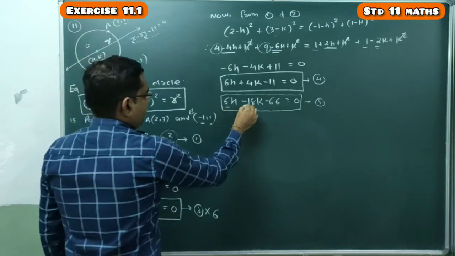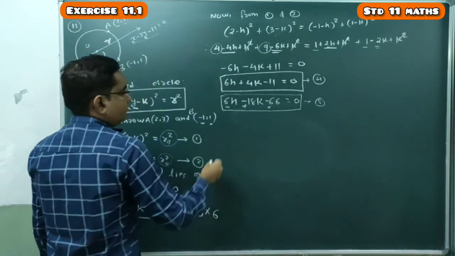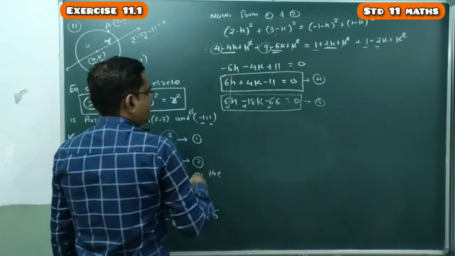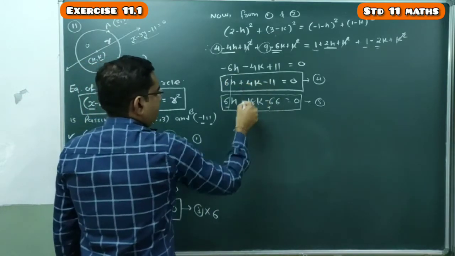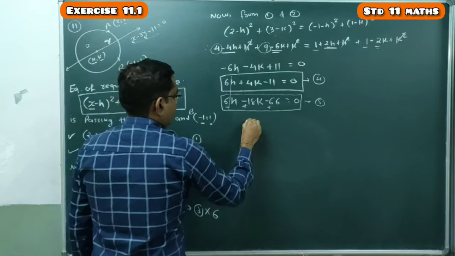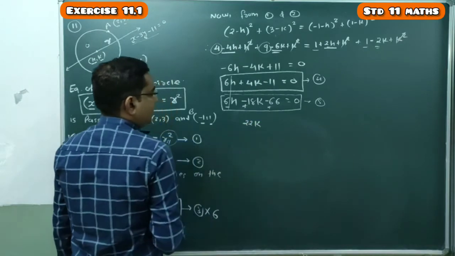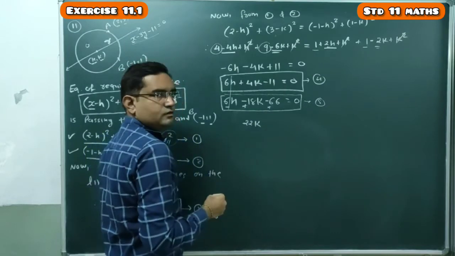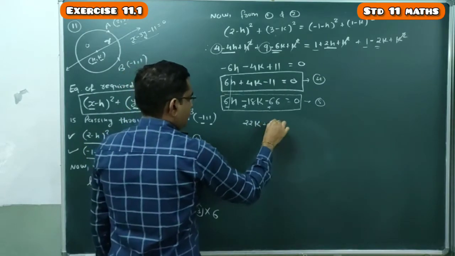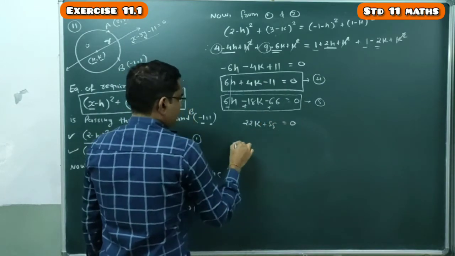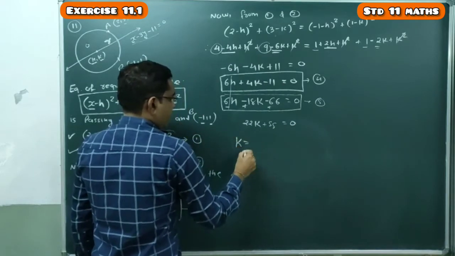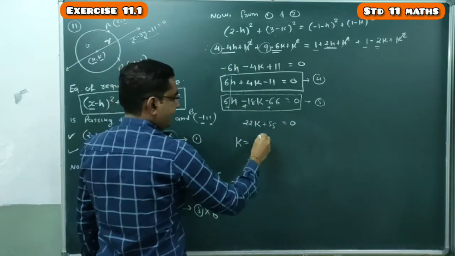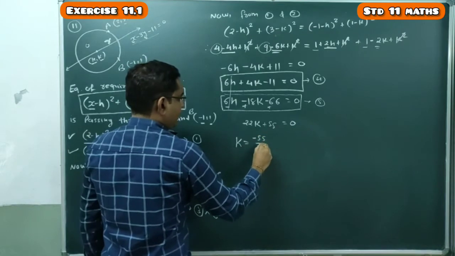So first we have to change the sign. Minus plus plus. So 6h minus 6h will be cut. 4k plus 18k is 22k. 66 minus 11 is 55. So it's 22k plus 55 equal to 0. And hence the value of k is, taking this 55 on the right hand side, minus 55 upon 22.